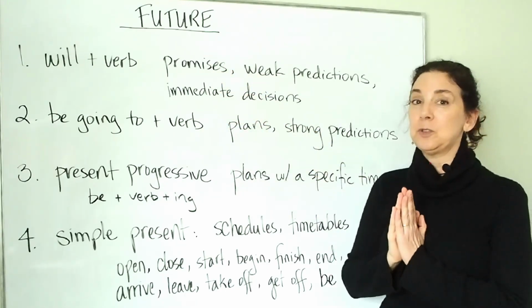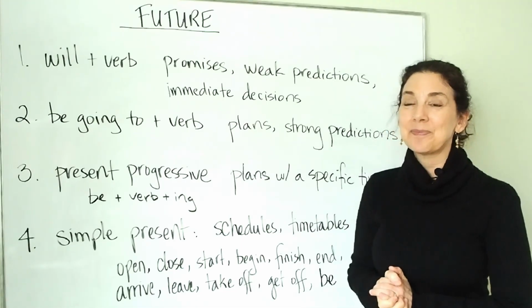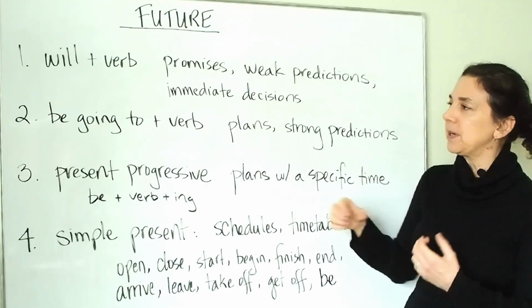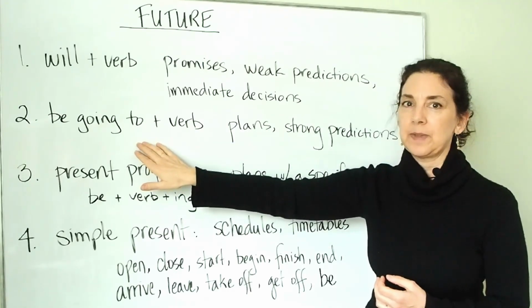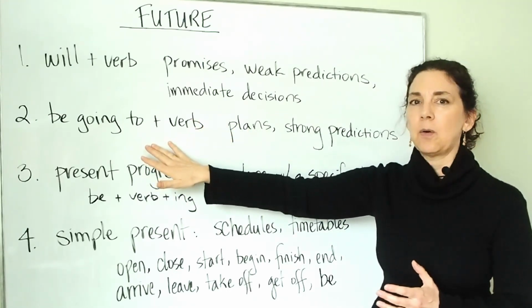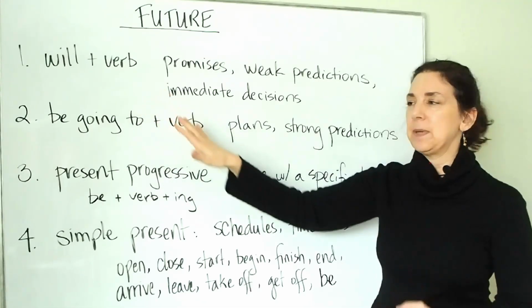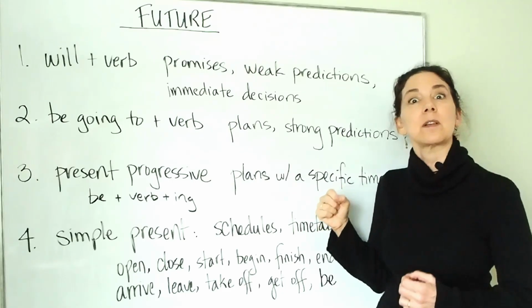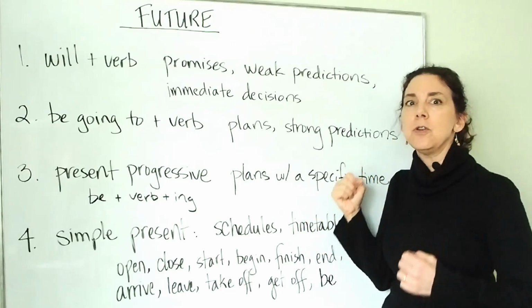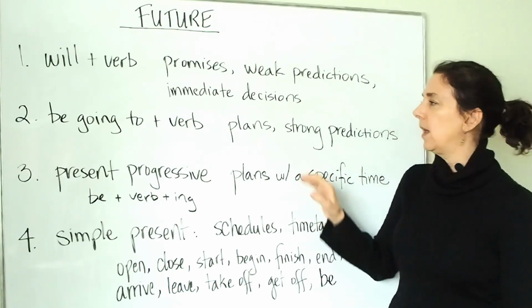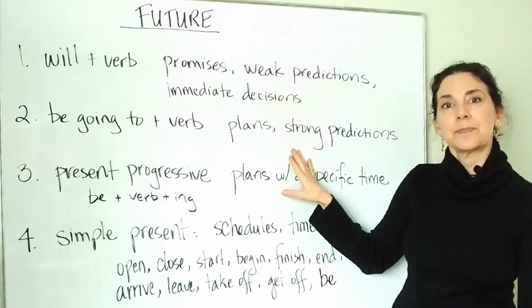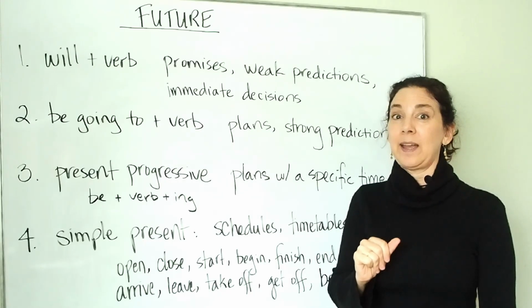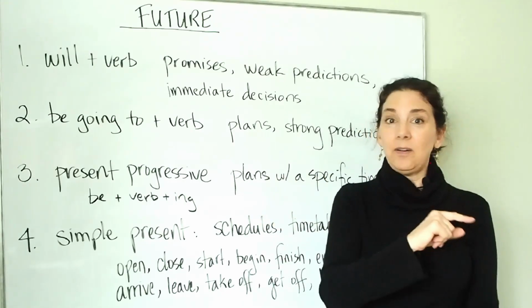Okay, remember promises, what you promise you will do. And for predictions, you can use both, but if it's a stronger prediction, you're going to use be going to. And you want to think in general that be going to is stronger than will, because we use be going to talk about plans, which is something pretty strong. It's on my calendar. It's something I know I am going to do. And for stronger predictions. And remember that we use will for immediate decisions, okay? I'll pay today. I'll help you.